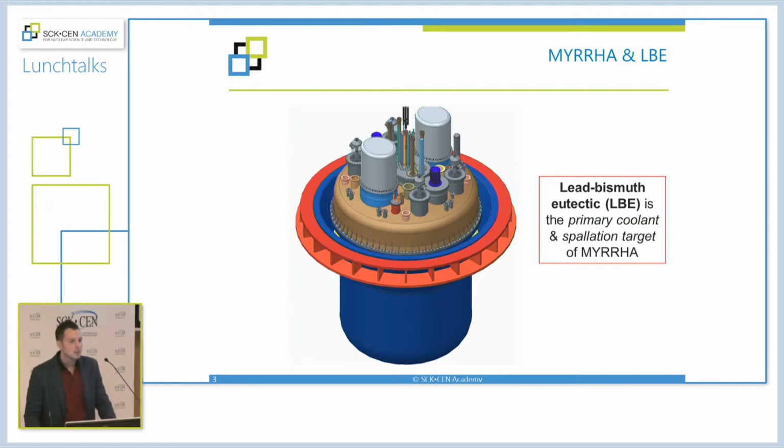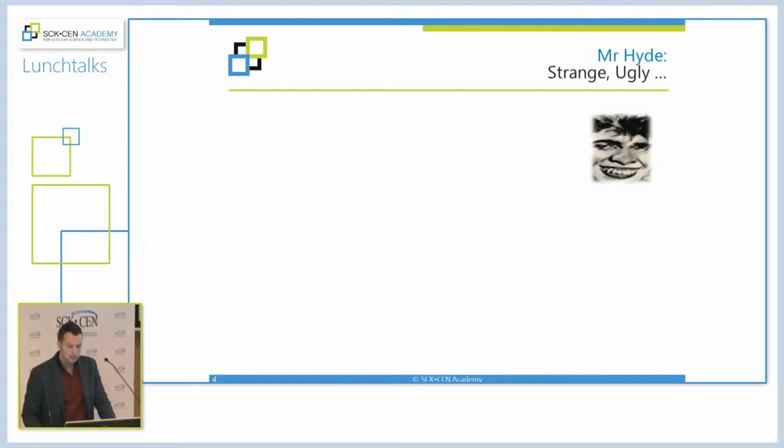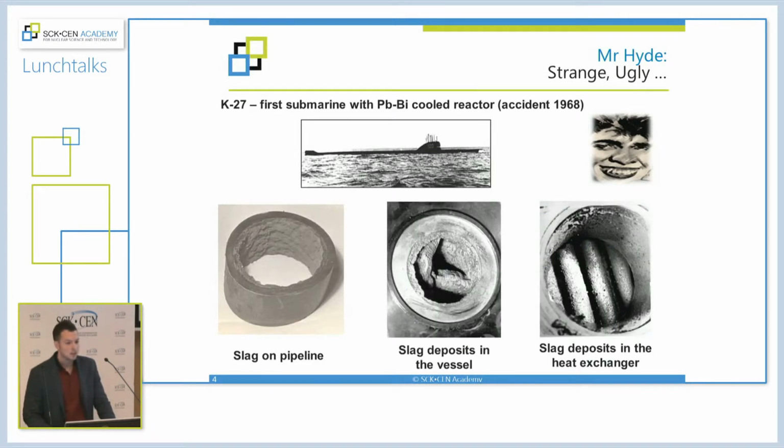So first of all, why Mr. Hyde and Dr. Jekyll? Well, probably you read this novel of the early 19th century, and Mr. Hyde is actually defined as a strange and ugly guy. If you look at LBE, and you do not control the oxygen and you have too much oxygen in the system, what you can get is a formation of slag, like you can see in the bottom pictures, and this can bring to what we observed in 1968 in a big accident in the first submarine that was cooled with lead and bismuth.